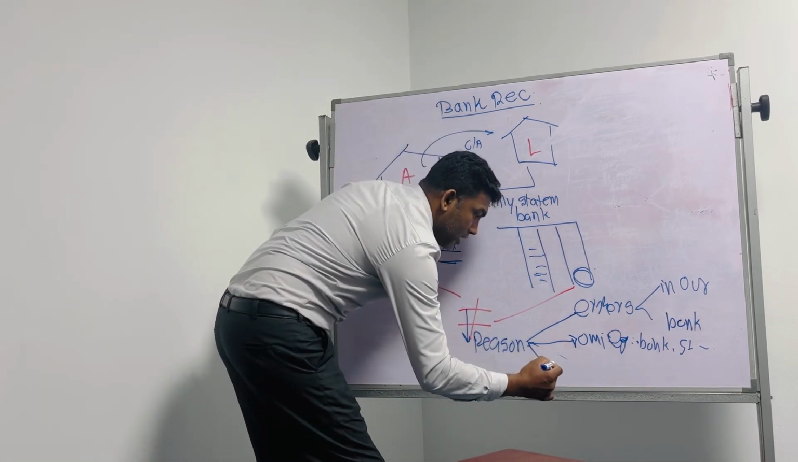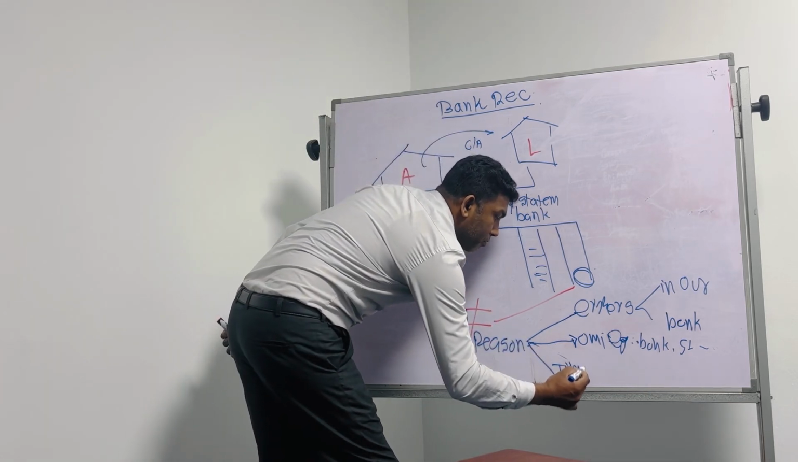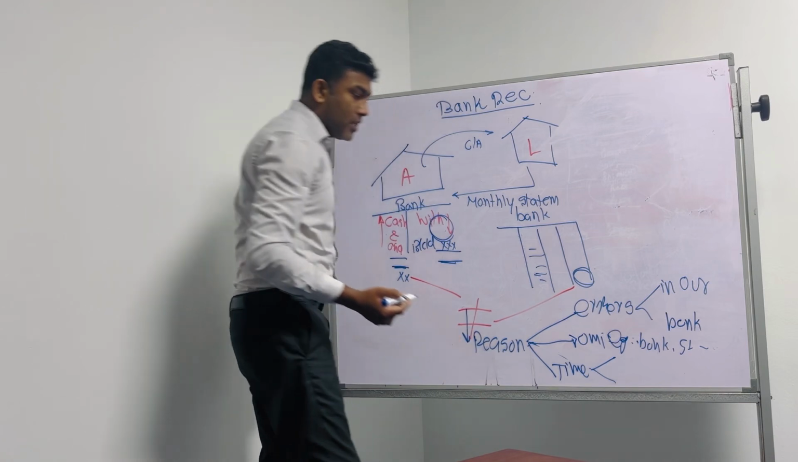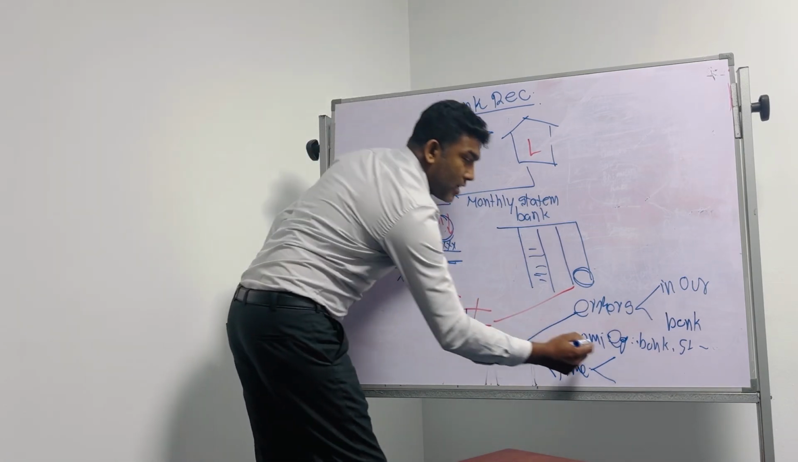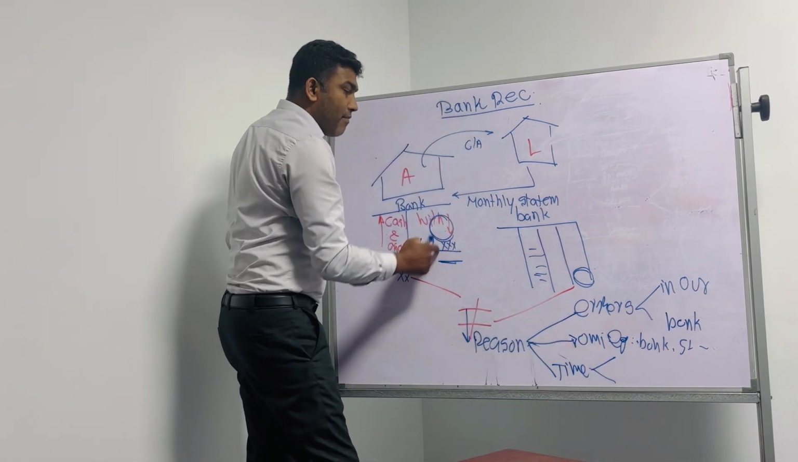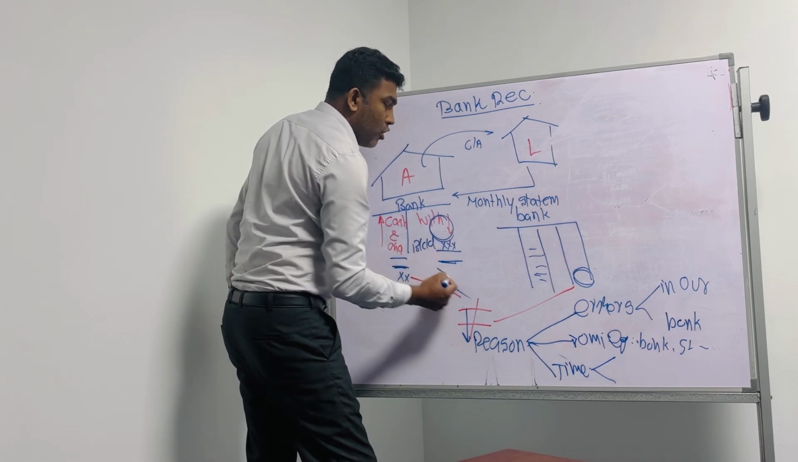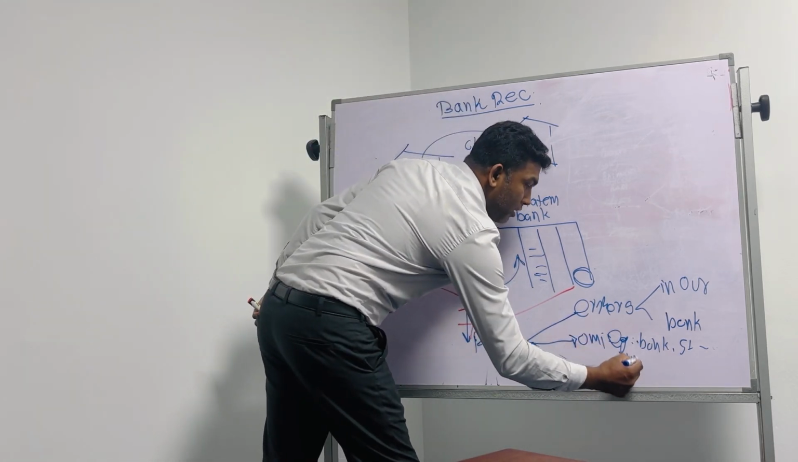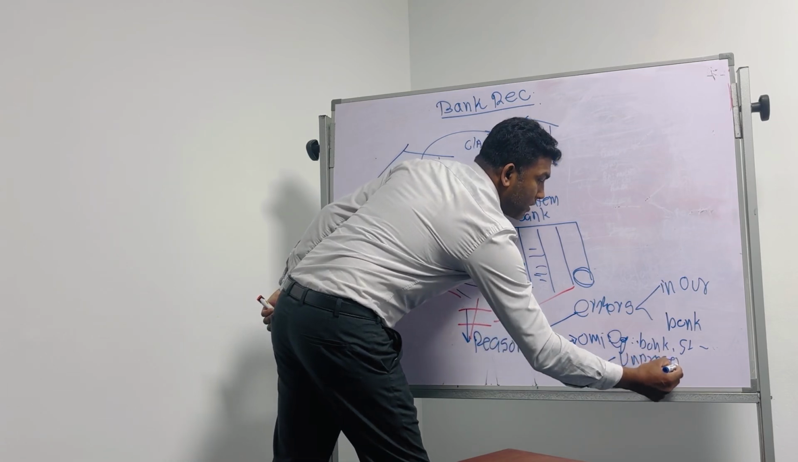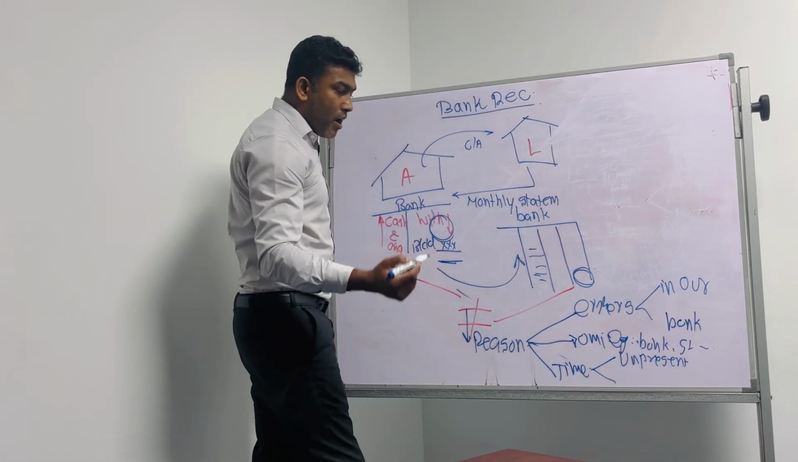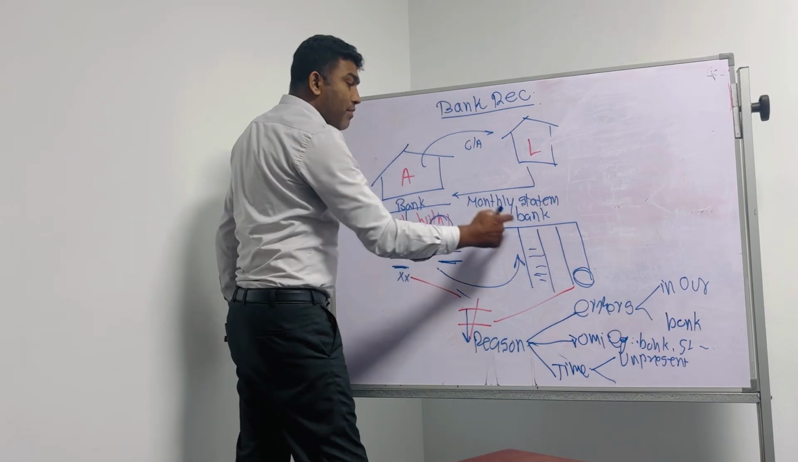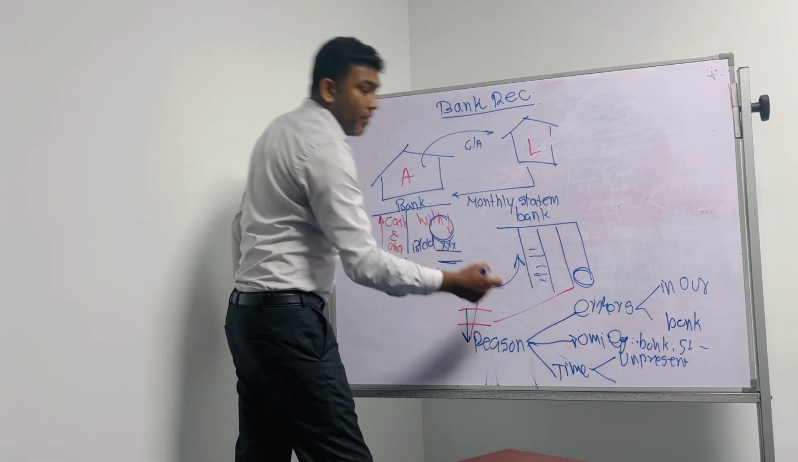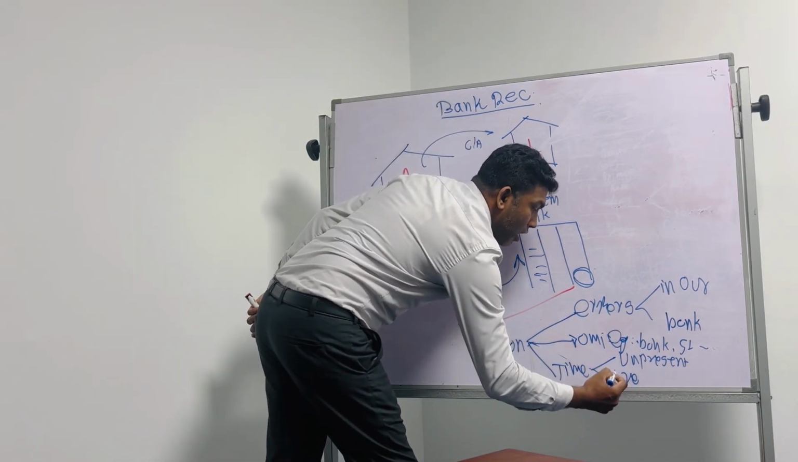The third reason for a difference is timing. There are two reasons because of time. One is that even though we have issued the check, it has not been presented for payment. That is called unpresented checks. Then there is one more. What is it? Even though we have deposited the check at the bank, it's not realized. We call it unrealized.